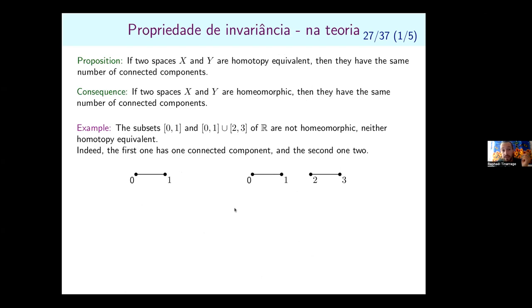Consequence: if two spaces are homeomorphic, then they are homotopy equivalent, and then they share the same number of connected components. And just as before, we can use this property to prove that two spaces are not homeomorphic. For instance, the interval [0,1] and the union of [0,1] and [2,3] are not homeomorphic, nor homotopy equivalent, because the first one has one connected component and the second one has two connected components.